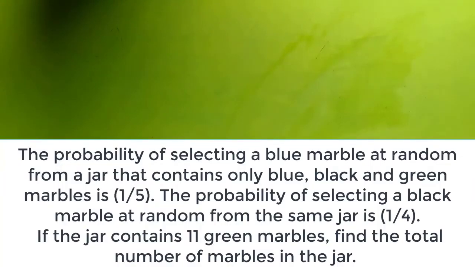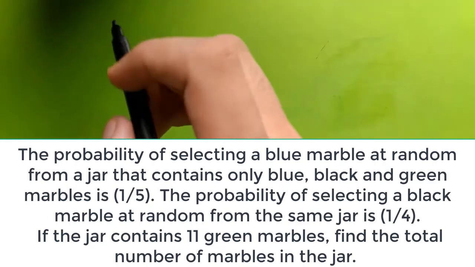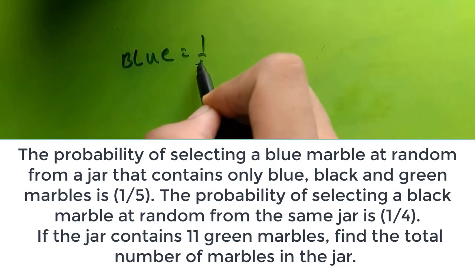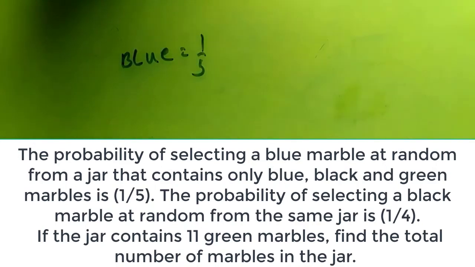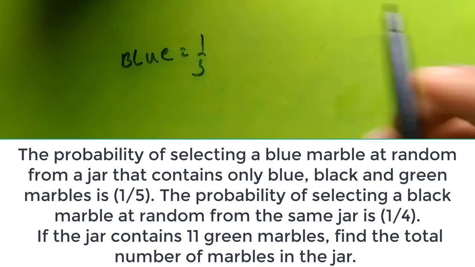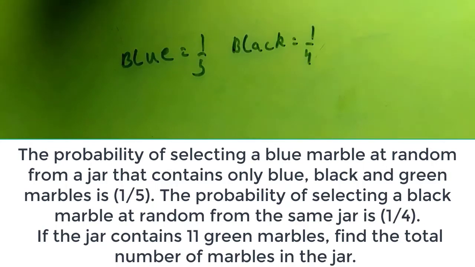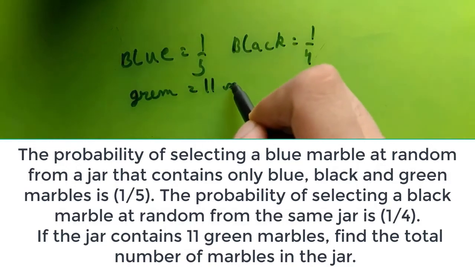Next question. The probability of selecting a blue marble at random from a jar that contains only blue, black, green marbles is 1 by 5. Therefore, probability for blue marbles is equal to 1 by 5. The probability of getting a black marble at random from the same jar is 1 by 4. If the jar contains 11 green marbles, find the total number of marbles in the jar. Therefore, green is equal to 11 marbles.